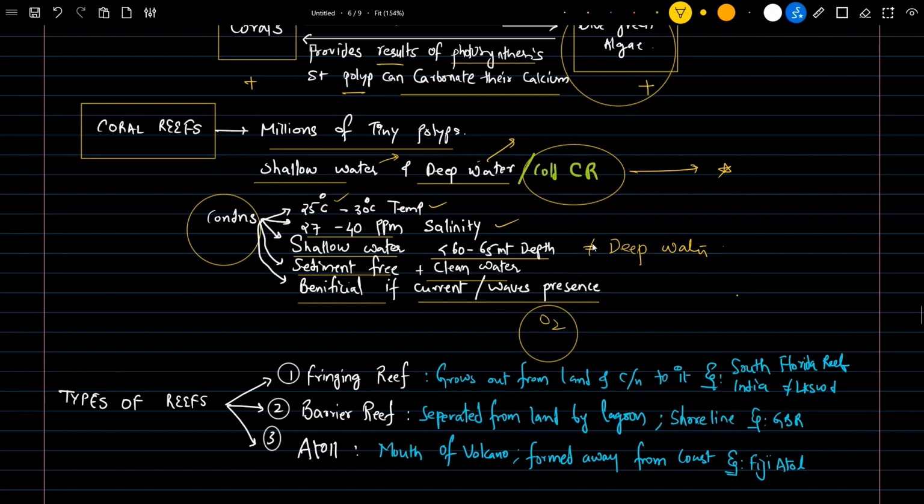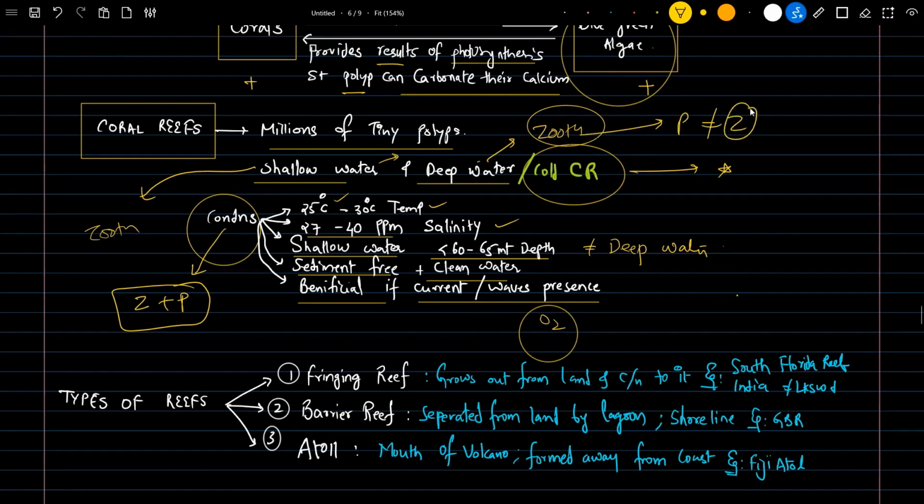Now let's see this: shallow water and deep water. Understand that in deep water, zooxanthellae algae will not be present. There will be other algae which is not zooxanthellae, whereas in shallow water, zooxanthellae can occur. These are the conditions of the zooxanthellae plus polyp situation. In deep water, the polyp will be present, but not zooxanthellae. There will be some other algae present in deep water. Deep water means simply the cold coral reef.